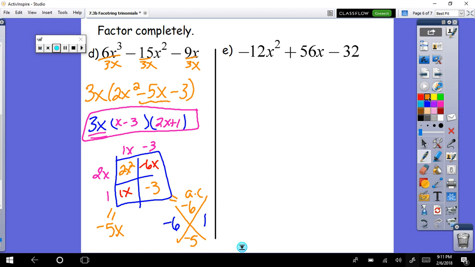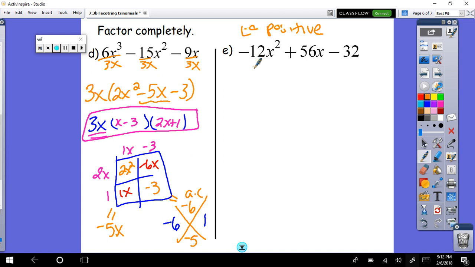All right, the very last example. A leading coefficient must be positive, so I can't have a negative leading coefficient here. So I either have to take out a -1, or is there another greatest common factor I can take out? So between 12, 56, and 32, let's see. 32 isn't divisible by 12. How about 3? 56, you can't divide by 3. How about 4? I think you can divide them all by 4.